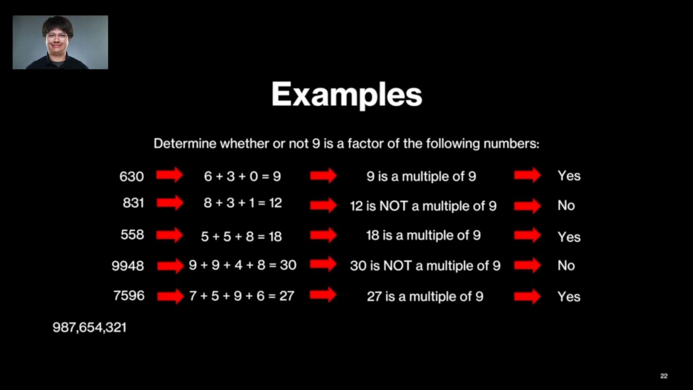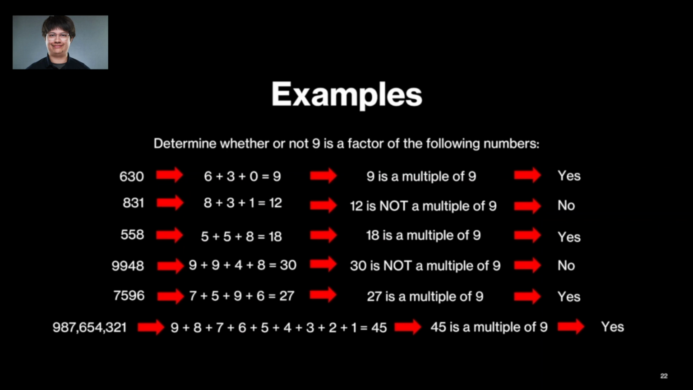Okay, well, how about 987,654,321? What do you get if you add up the digits? Well, you get 45. Now the question to ask is 45 a multiple of 9? 45 does appear on our times table, so yes, 45 is a multiple of 9, making 9 a factor of this monstrosity of a number.